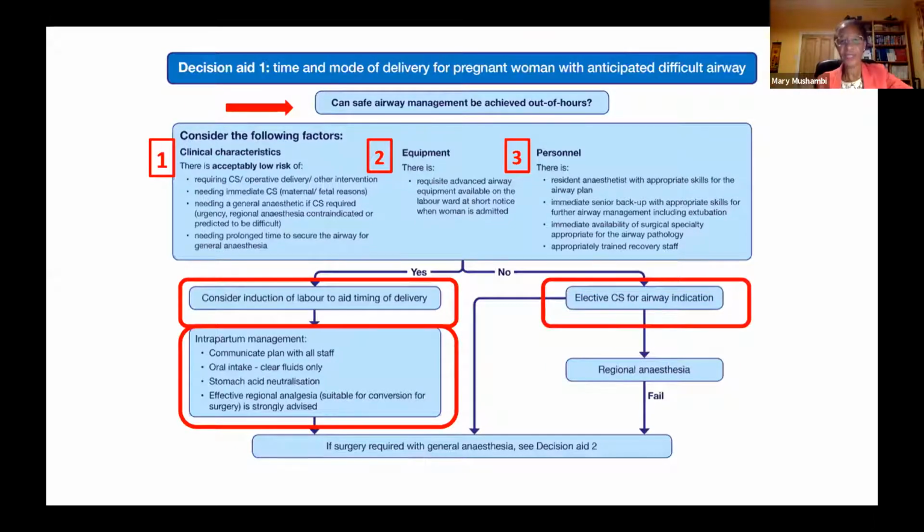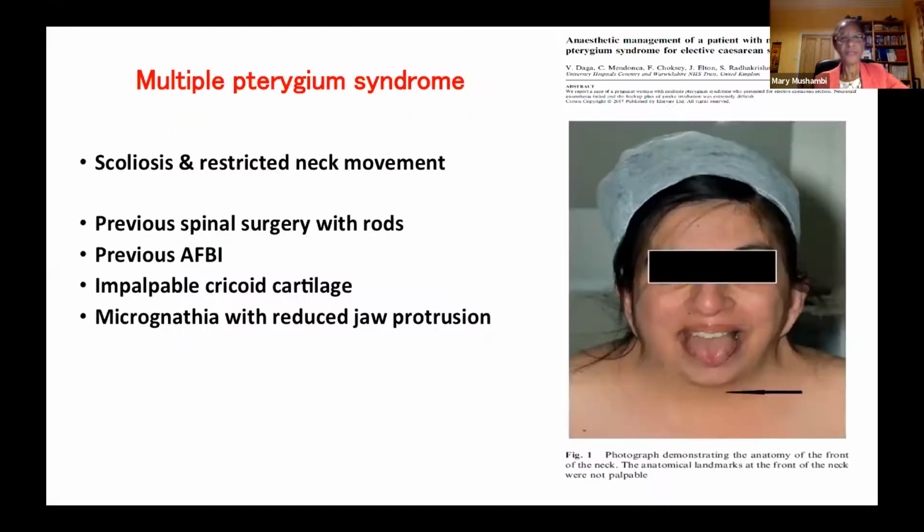for airway reasons. Now, I can see some of you are probably thinking, can anaesthetists ever really convince the obstetrician that we want an elective cesarean section for airway reasons? Well, I'm going to share with you a case that really illustrates this. So this was a lady who had multiple pterygium syndrome, difficult airway, difficult back, and she'd been seen by obstetricians who were going to go for a vaginal delivery.